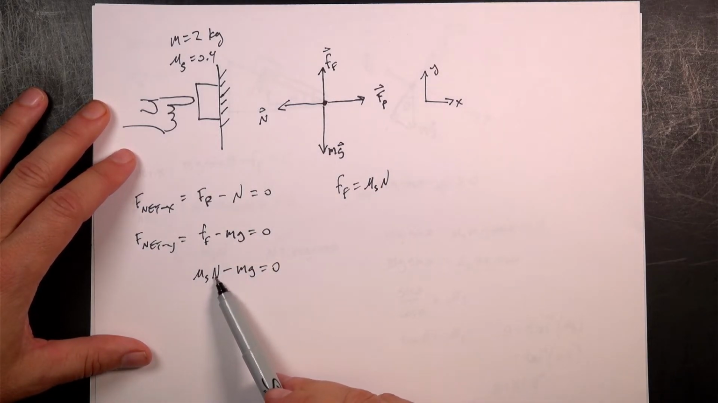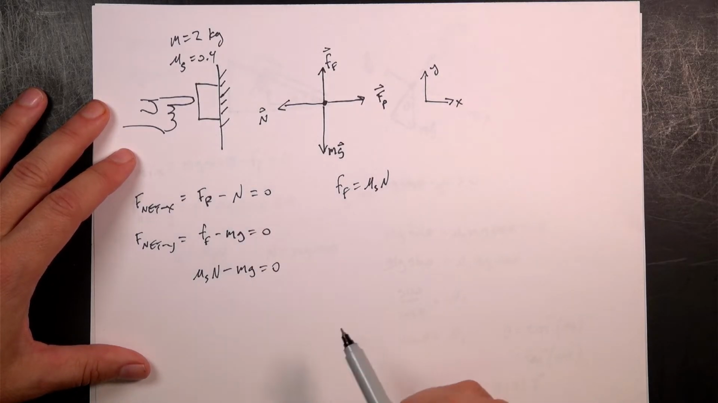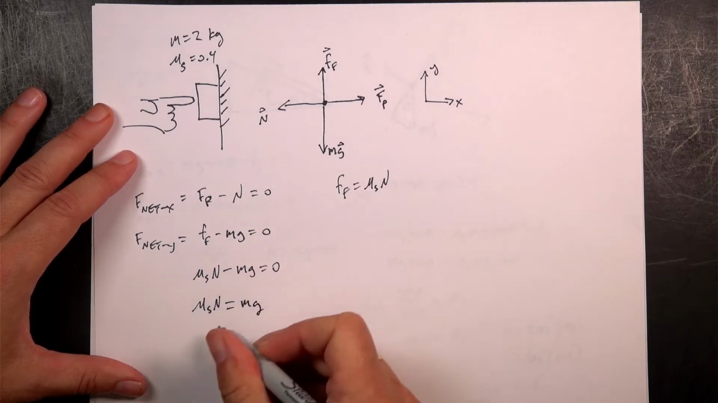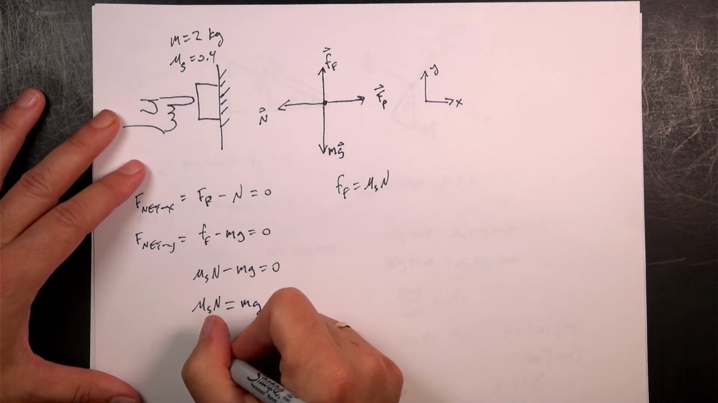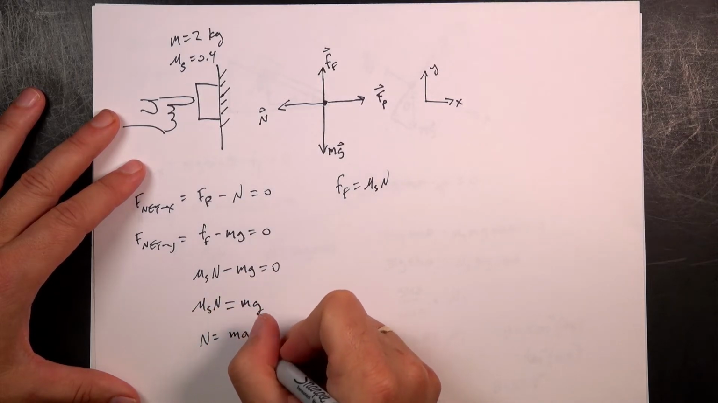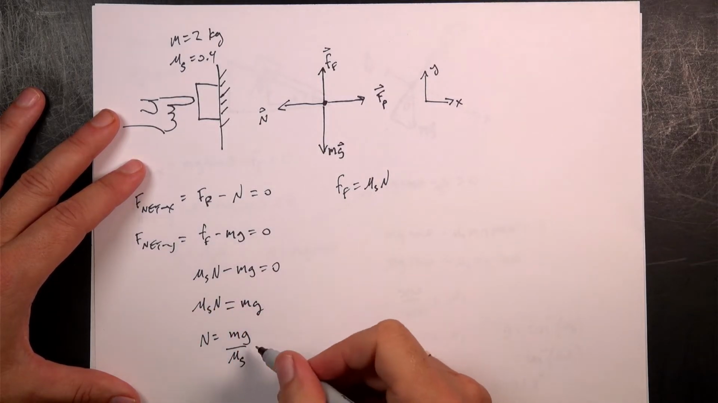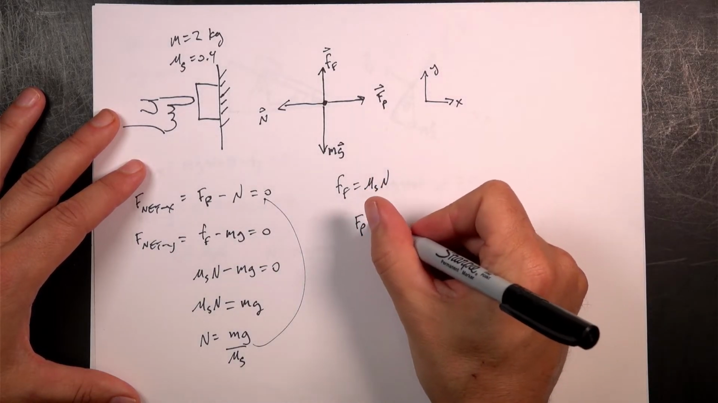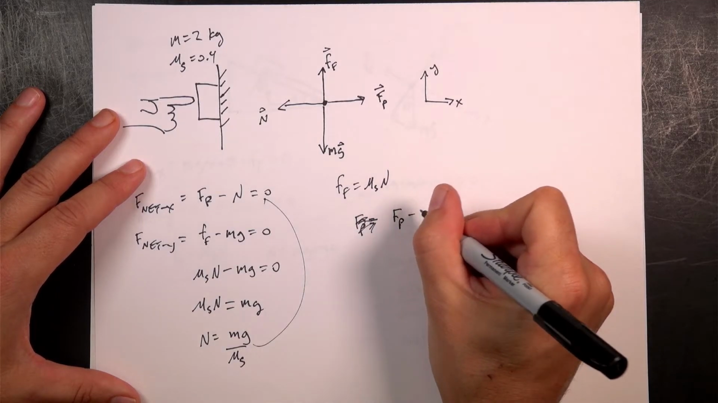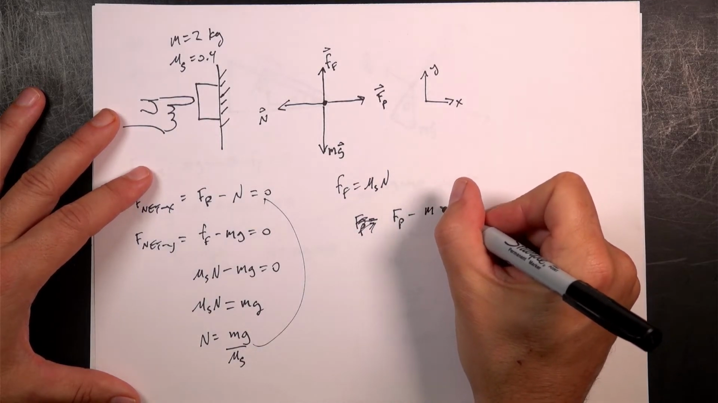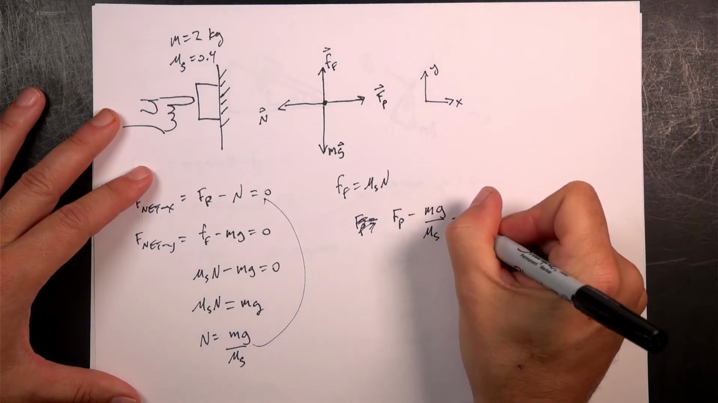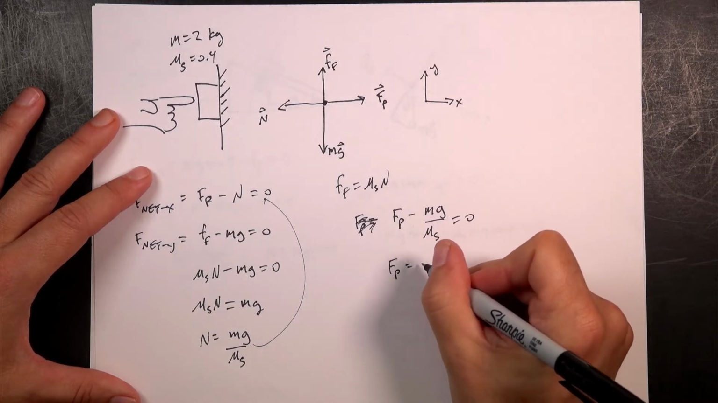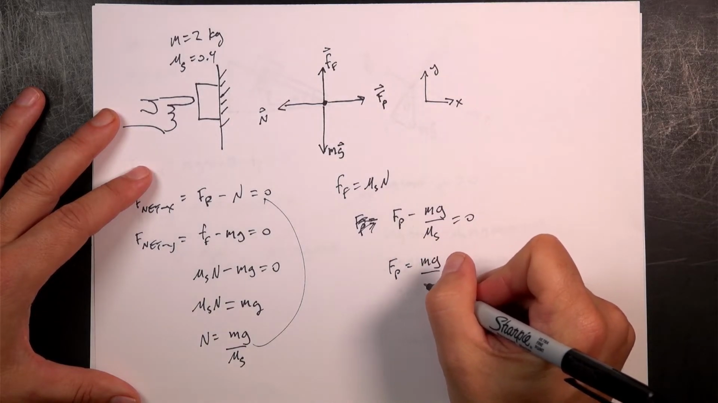So let's solve this for n and put it in up here. So I'm going to add mg to both sides. Mu s n equals mg. I'm going to divide both sides by mu s. N equals mg over mu s. And then I can substitute that in up here. I get Fp minus mg over mu s equals 0. So I can add that to both sides. Fp equals mg over mu s.